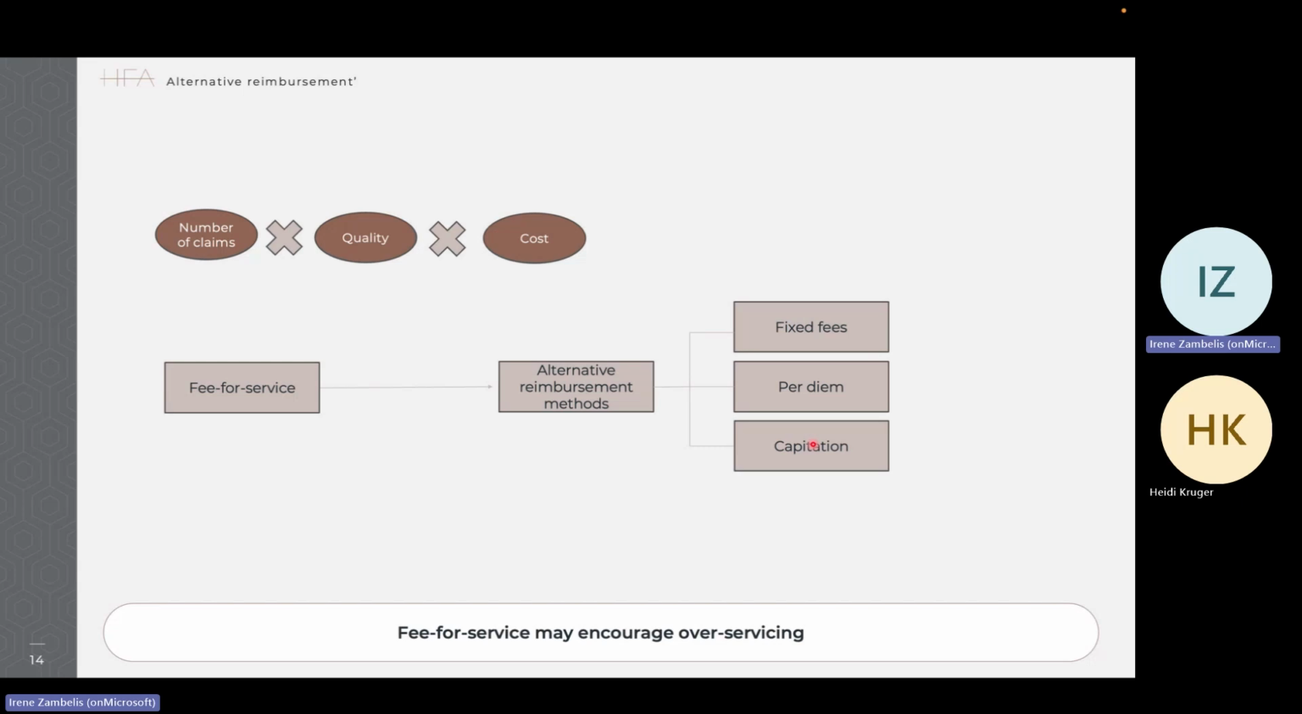Obviously, from a scheme point of view, they've got to monitor how well those providers are managing the health of their members, because you can now move from an over-servicing risk to an under-servicing risk. So there's always a need to make sure that your quality of care is never compromised.